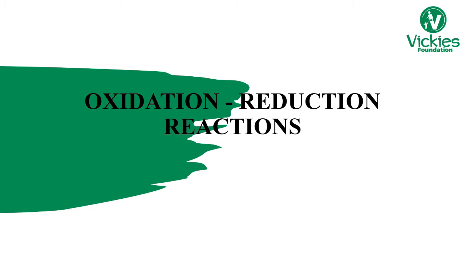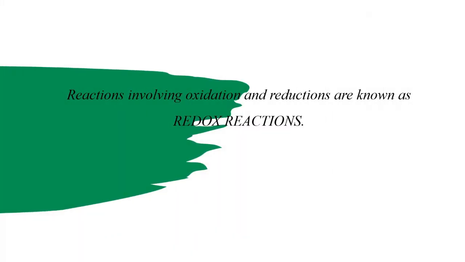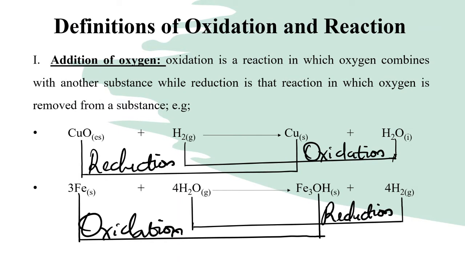Oxidation reduction reaction. Reactions involving oxidation and reduction are known as redox reactions. What is oxidation? What is reduction? Number one, the addition of oxygen. Oxidation is simply a reaction in which oxygen combines with another substance, while reduction is a reaction in which oxygen is removed from a substance.